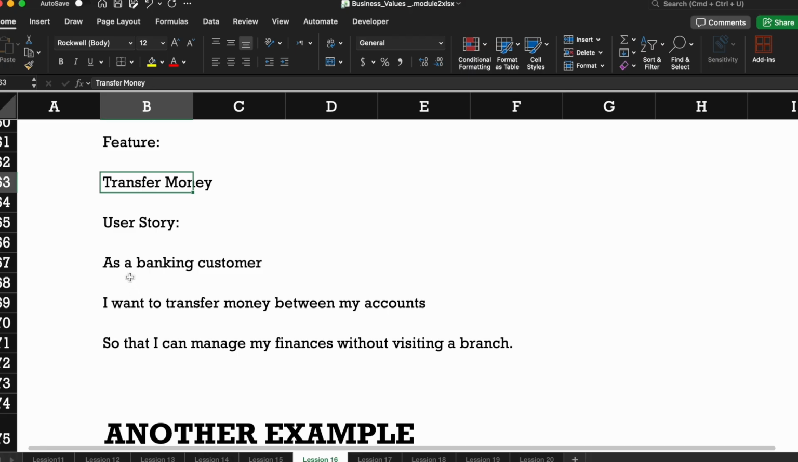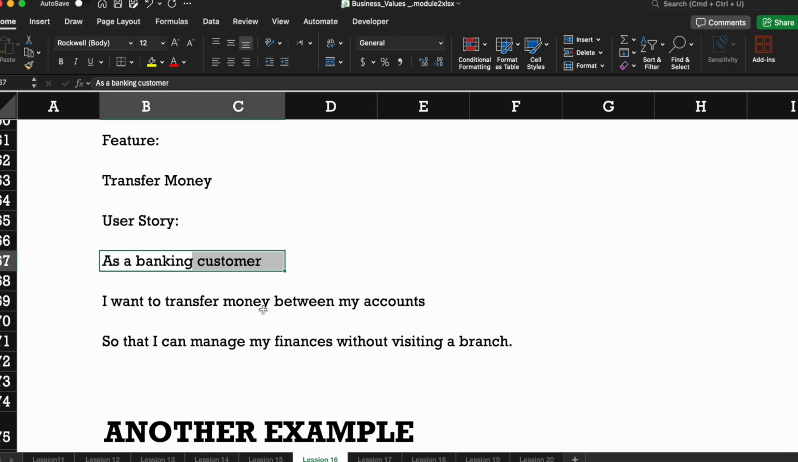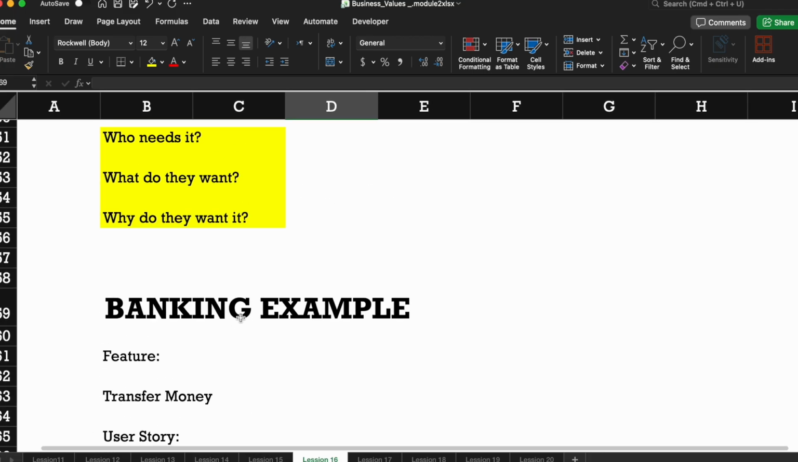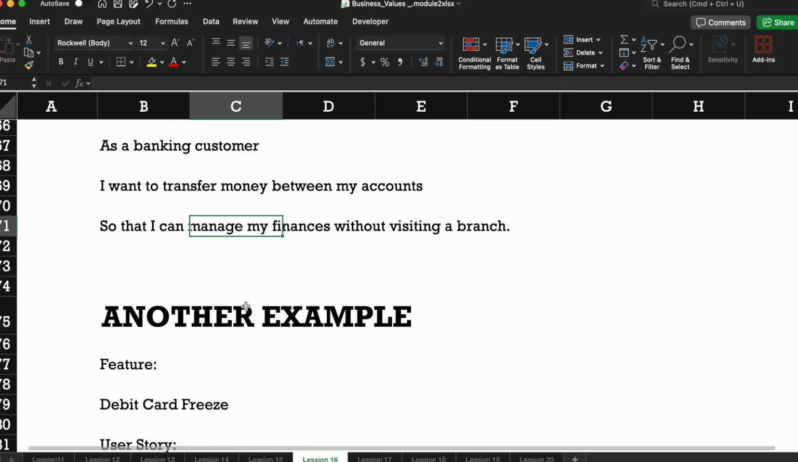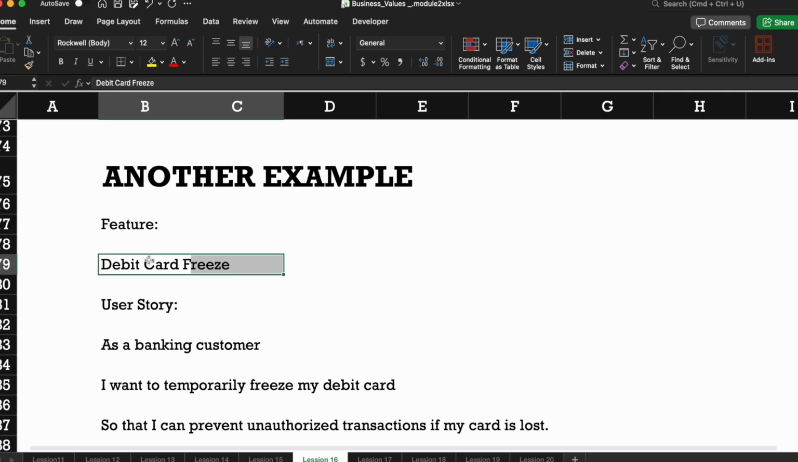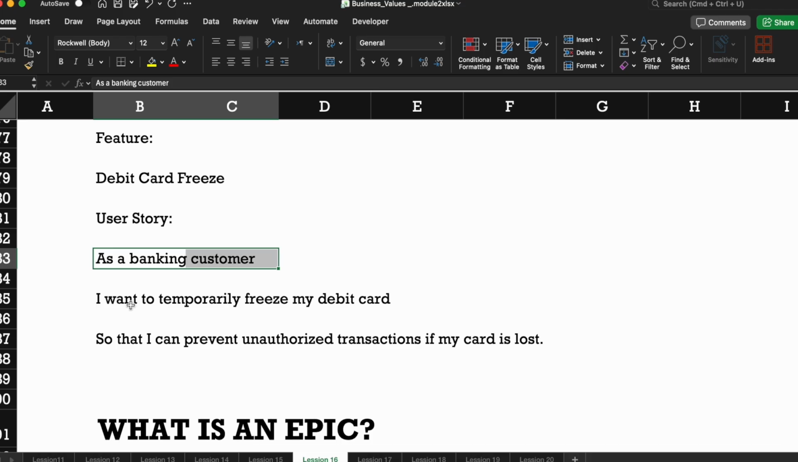So the user story: as a banking customer, I want to transfer money between my accounts so that I can manage my finance without visiting a branch. Okay, so why do they want it? Another example, feature debit card freeze. So you get the feature or use case that you are planning to build. User story: as a banking customer, I want to temporarily freeze my debit card so that I can prevent unauthorized transactions if my card is lost, right?